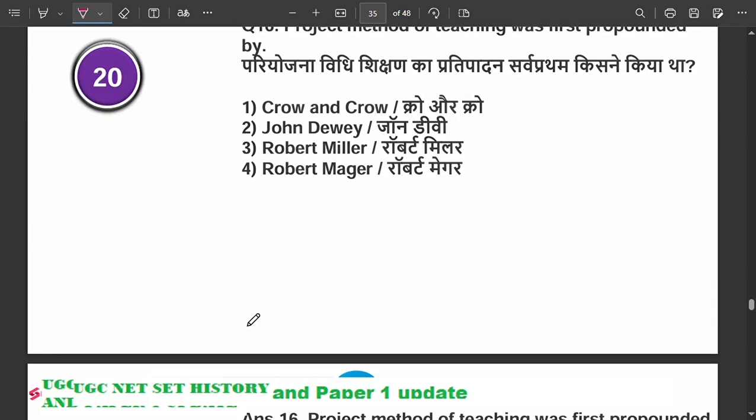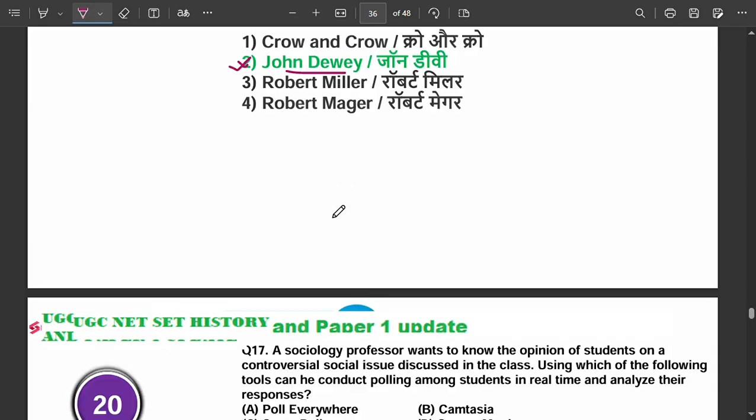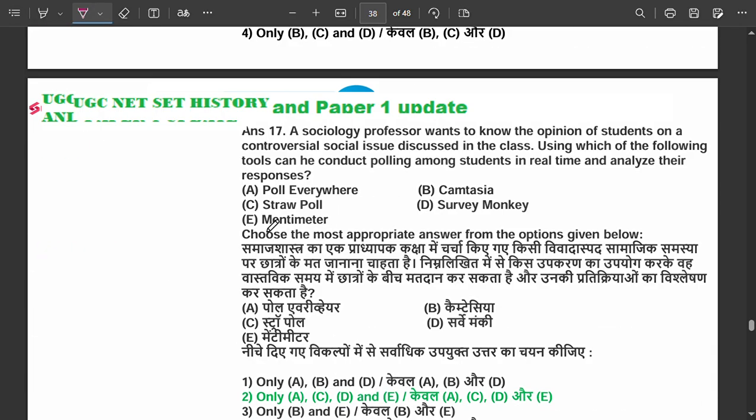Next, question number 16. The project method of teaching was first proposed by, option number 2, John Dewey. That was the correct answer. Next, question number 17.